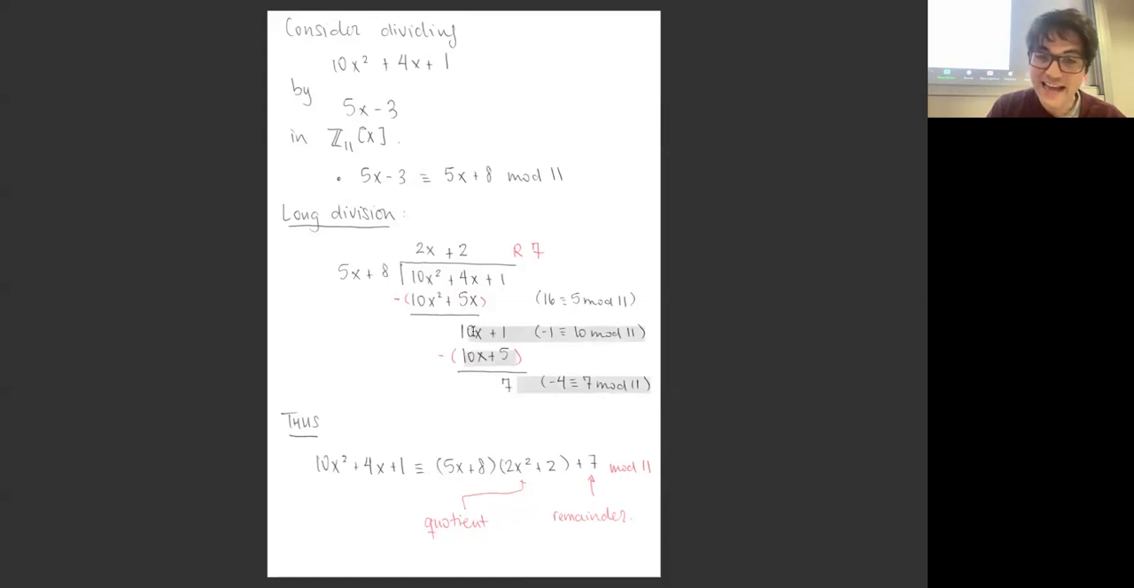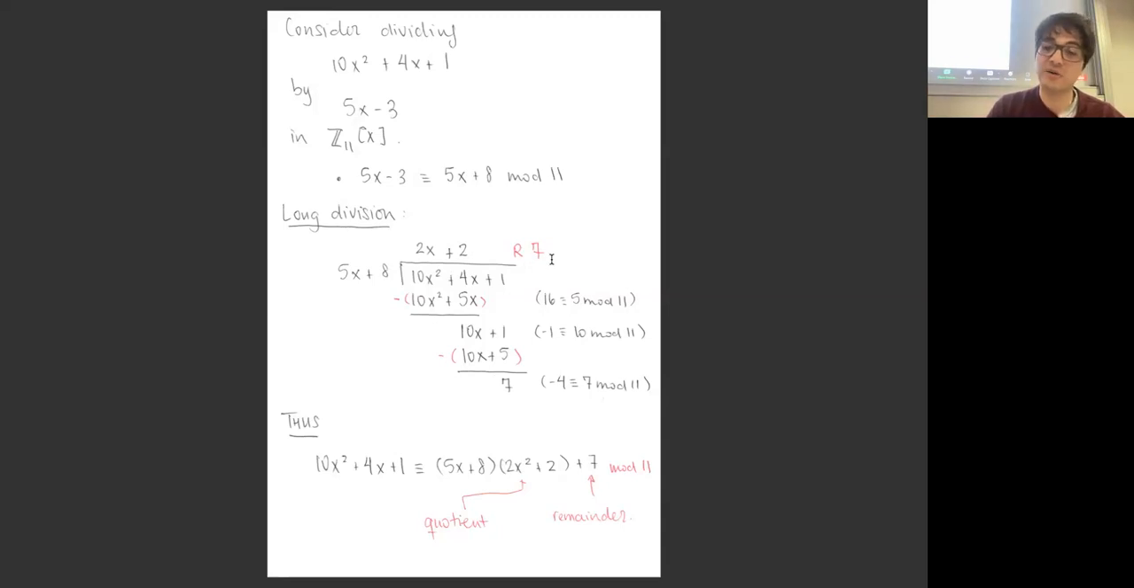Now I need to eliminate that 10x. How do I do that? Well, you multiply this 5x by 2. You get 10x plus 5. Take the difference. 10x minus 10x is 0. 1 minus 5 is minus 4, which is 7 mod 11. So we can't do anything with this now. So this becomes the remainder.